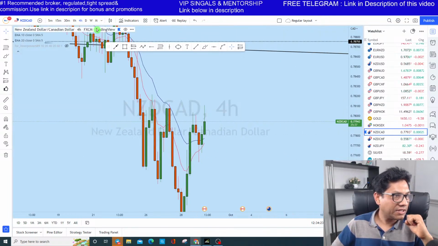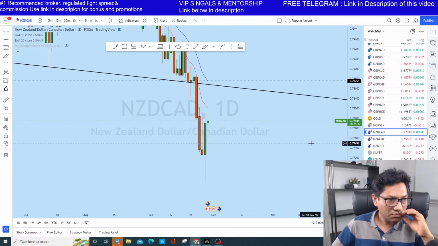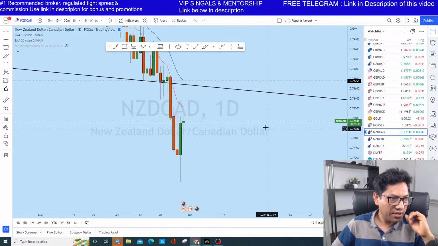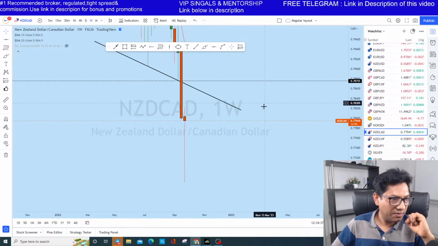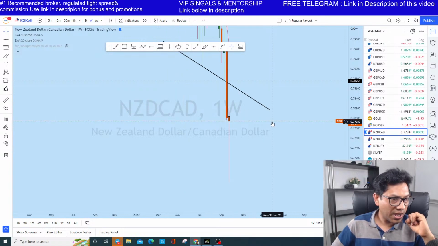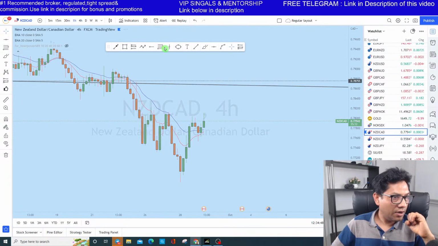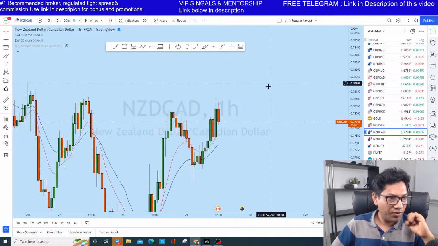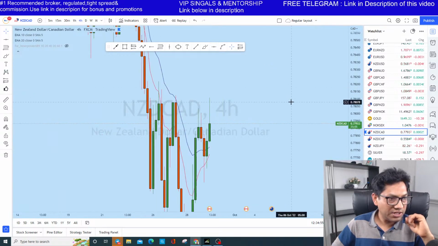If you look at the bigger picture on the daily perspective, this is a long-term bearish market, and you see that the price went exactly where I predicted. This is the weekly candle, which looks like it's almost where the weekly opening and closing started. Now let me look at the lower time frame to see if there is any opportunity for entering a trade on NZD CAD.